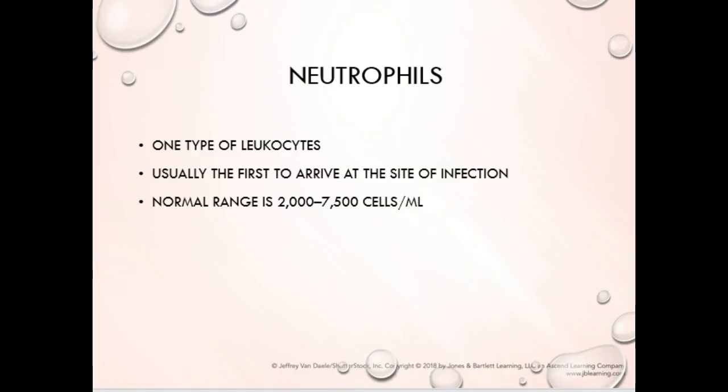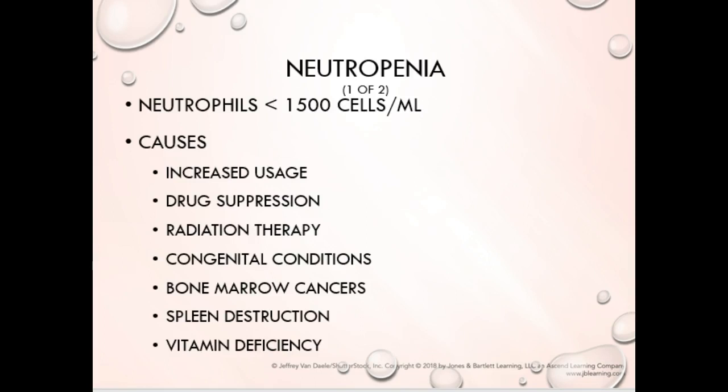Neutrophils are one type of leukocytes. They're usually the primary one to arrive at the site of infection. They're the largest percentage-wise out of our white blood cells. I spoke about all of this already. They fight off bacterial infections. So neutropenia is a decreased count of those neutrophils. Could be you've had a huge immune response, your body's tired, drug suppression, radiation therapy, congenital conditions, cancer, spleen dysfunction, vitamin deficiency. I'm kind of buzzing through this because I think this makes sense.